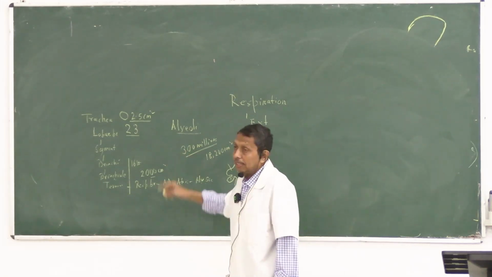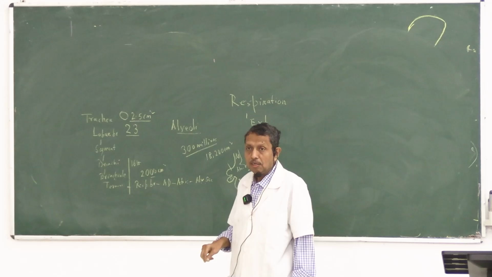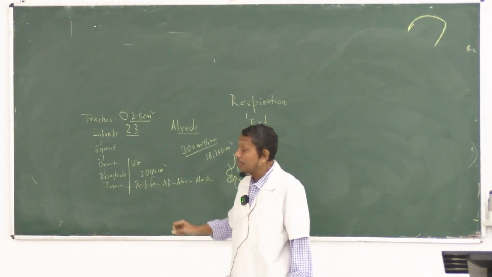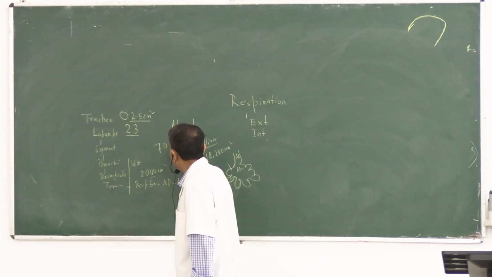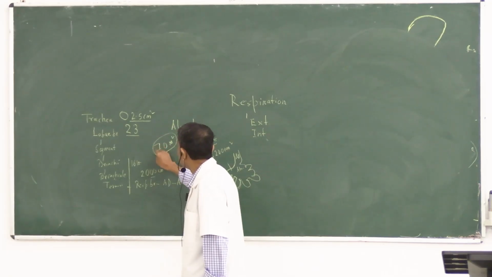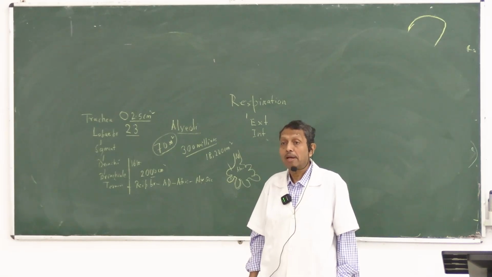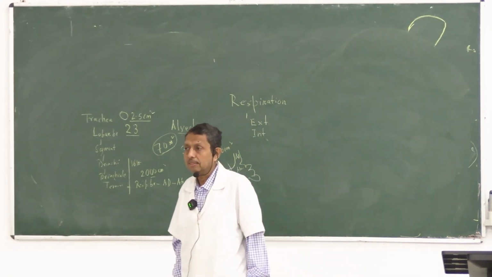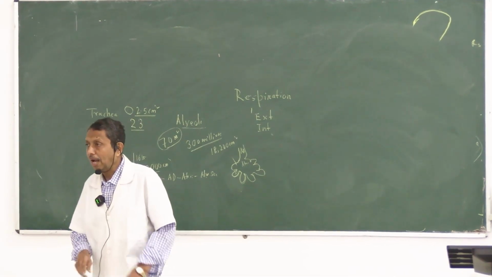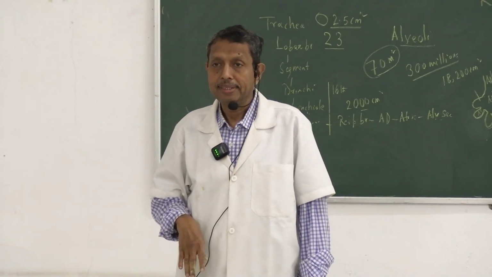And the total surface area of the alveoli, where this exchange can take place, is approximately close to 70 meters square. Not a small area, a large area, in which diffusion occurs. Clear?